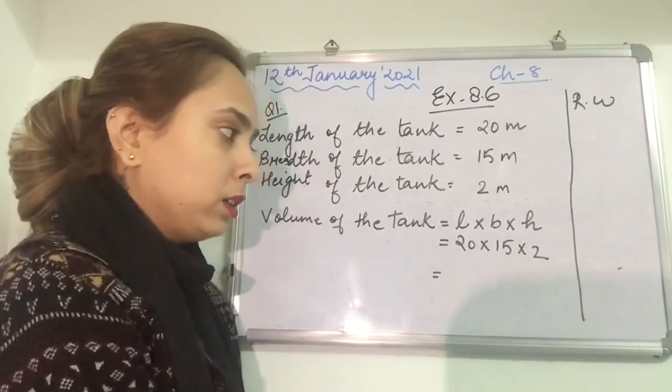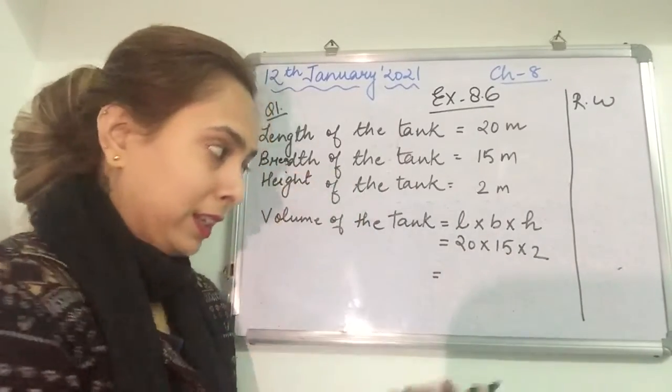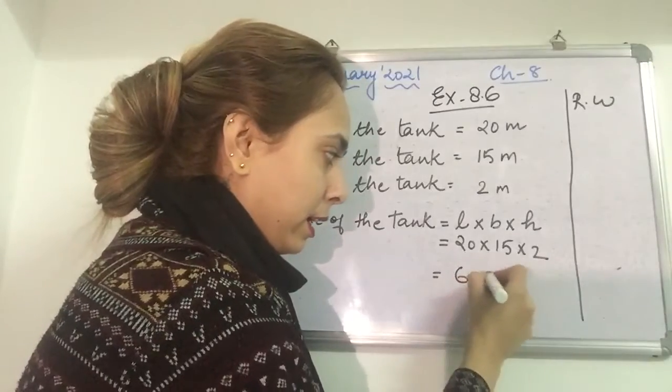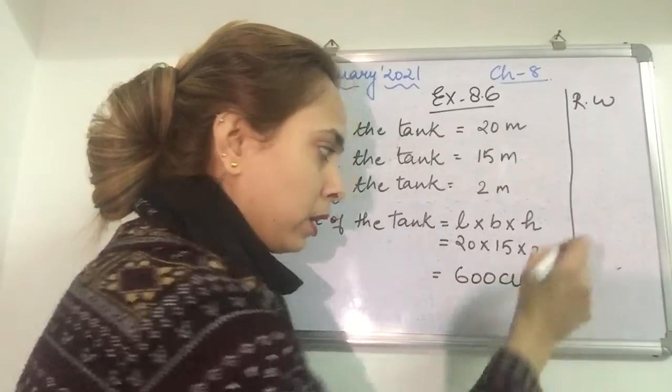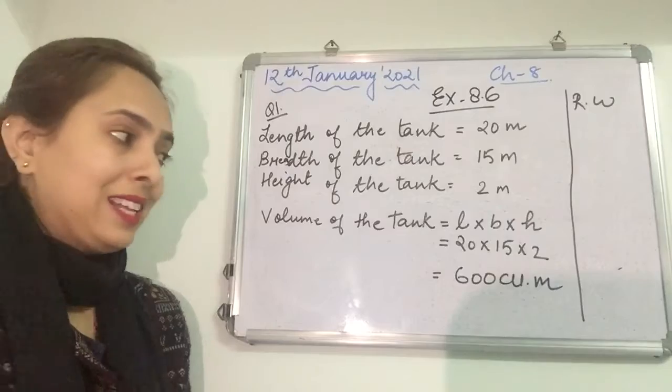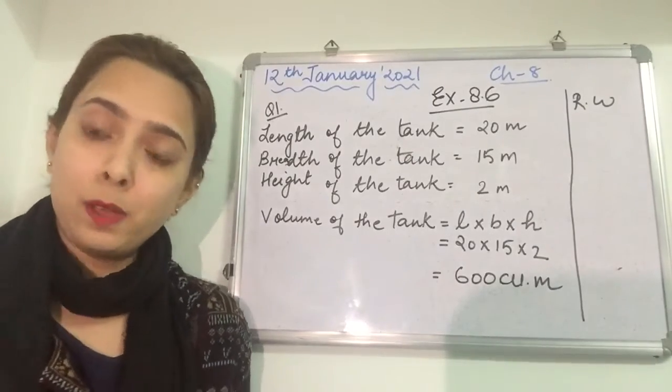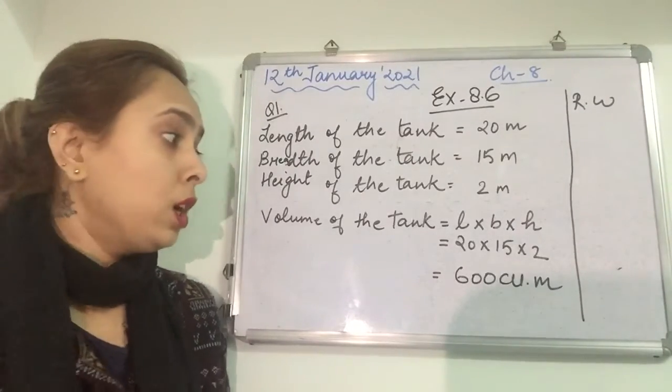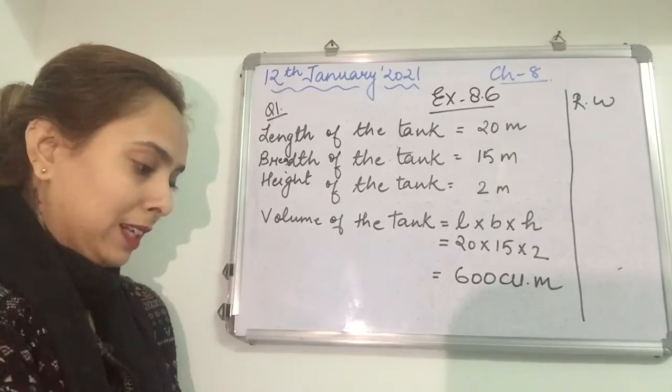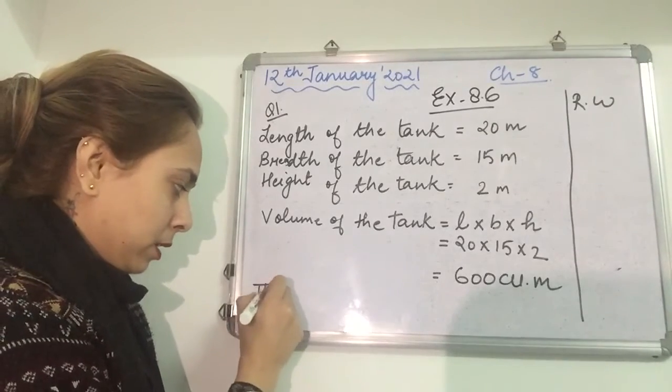So multiply all these numbers. So you will get the answer as 600 cubic meter. So this is the answer. So in this way we have to find out the answer. So you will write the volume of the tank in the statement.